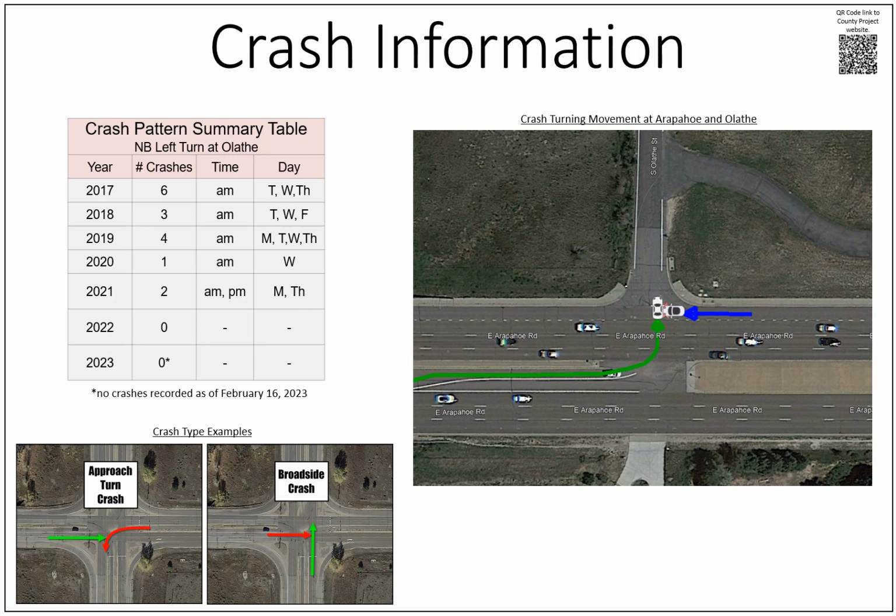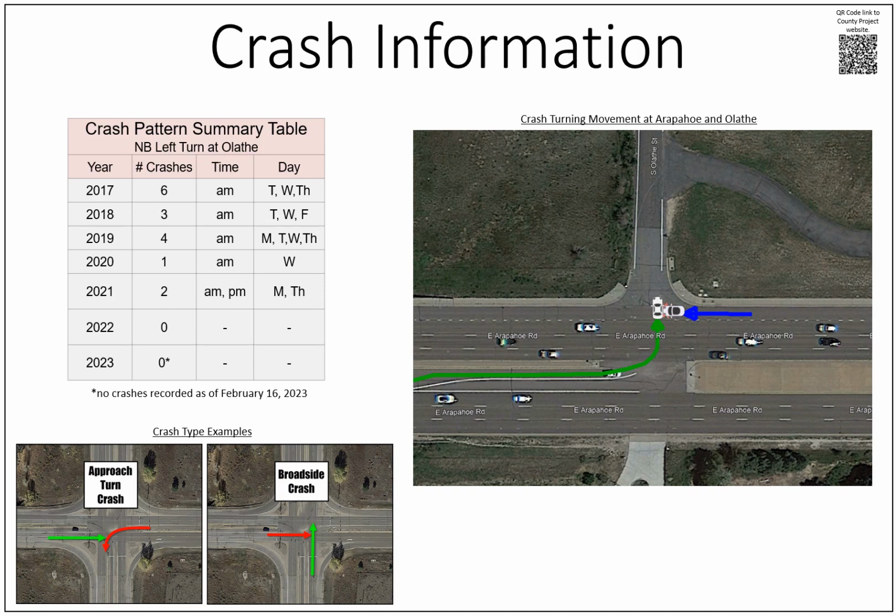The crash pattern from the previous slide is summarized in the table here. The graphics at the bottom left show the difference between an approach turn crash and a broadside crash. The crash pattern at Olathe and Arapahoe is an approach turn crash. That is the graphic on the right. The eastbound to northbound turning movement at Olathe is being struck by the westbound through movement on Arapahoe.